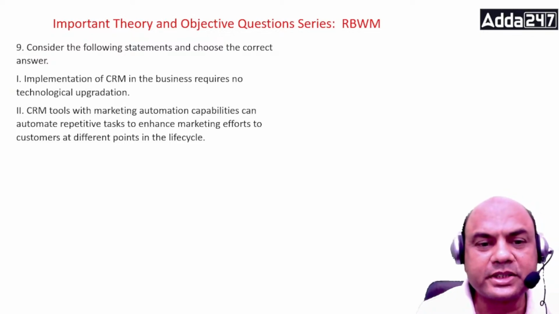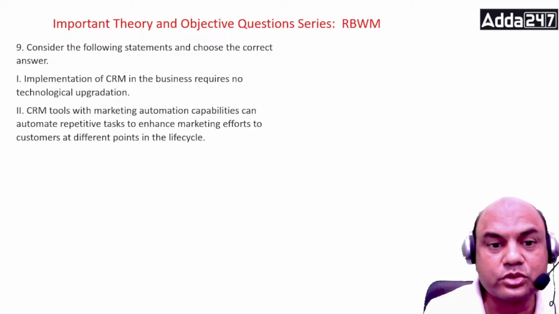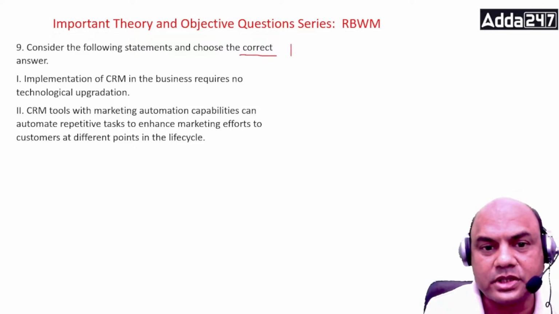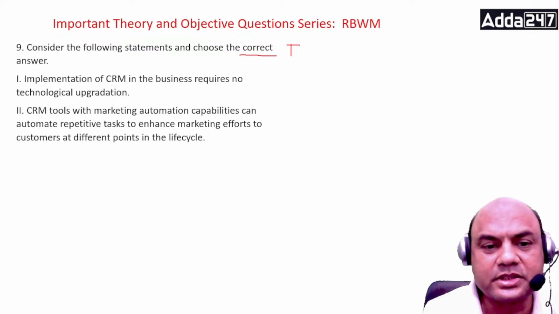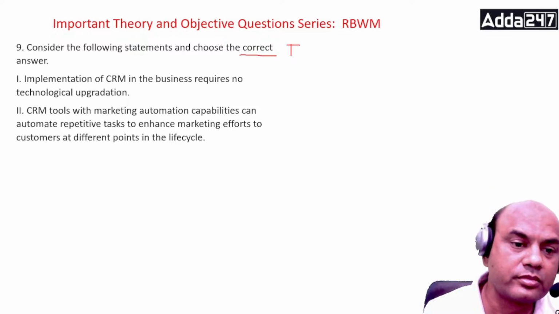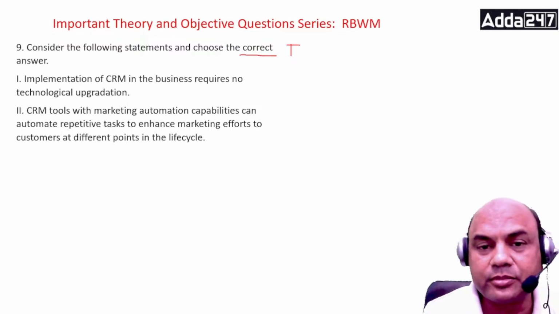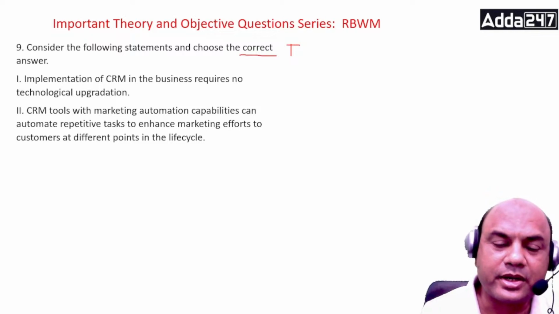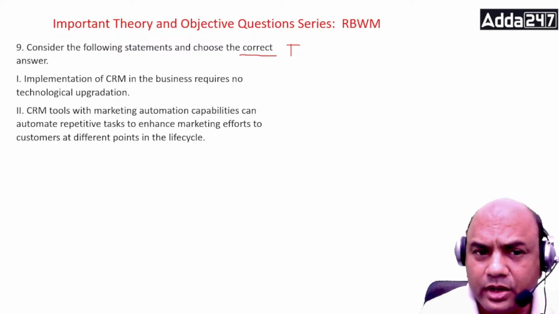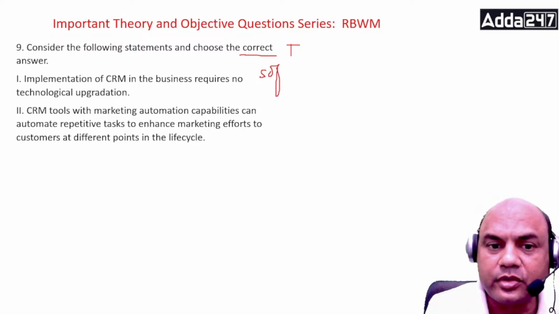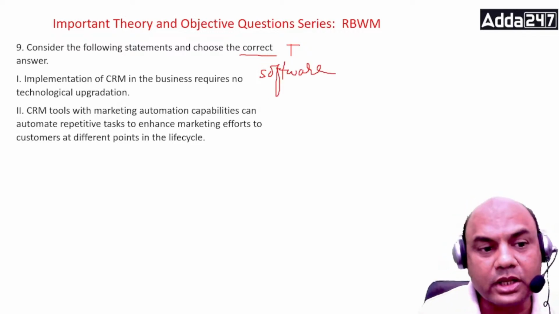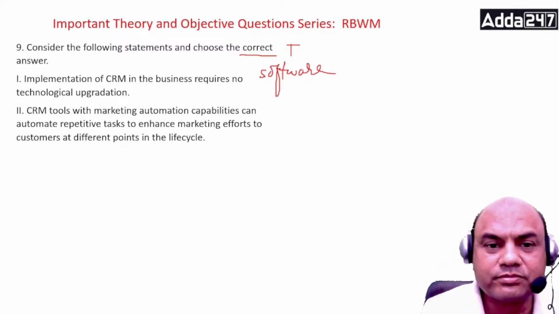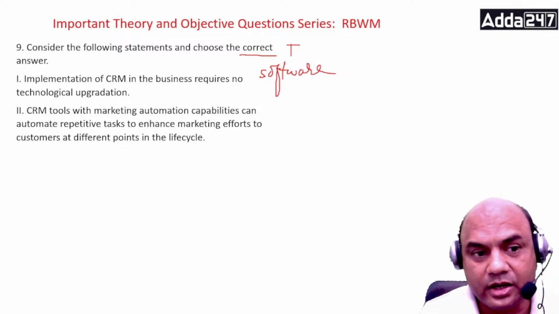Consider the following statements and choose the correct answer. Again, focus on the question. Statement one: implementation of CRM in business requires no technological upgradation. Is it so? What is CRM? Customer Relationship Management. CRM is a software. Remember, CRM is a software. It requires your technology to be changed. So with no technological upgradation, now you think whether it's wrong or right.